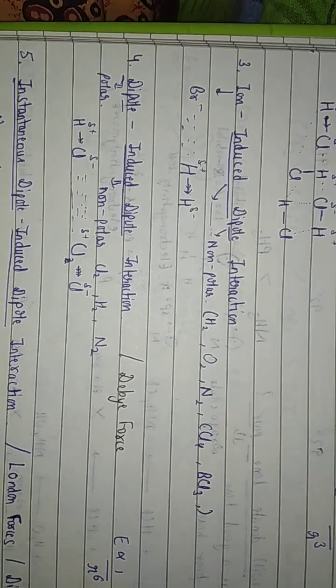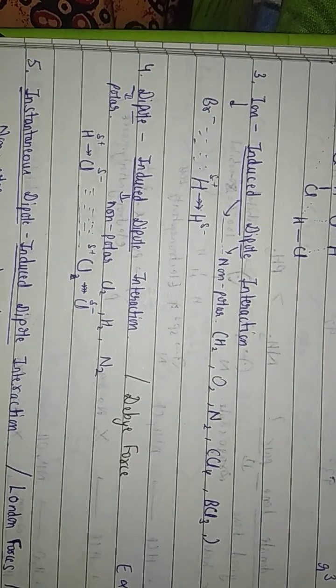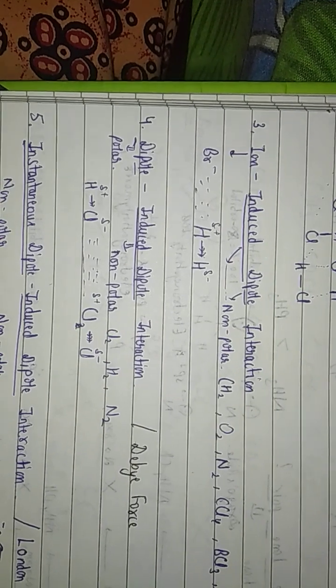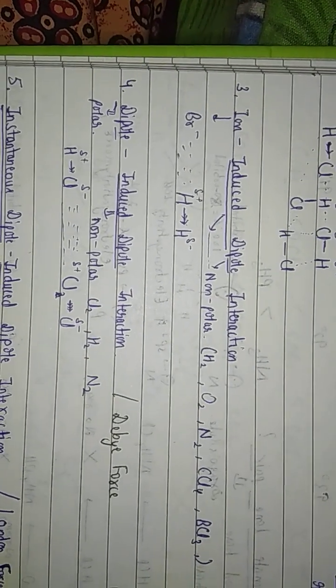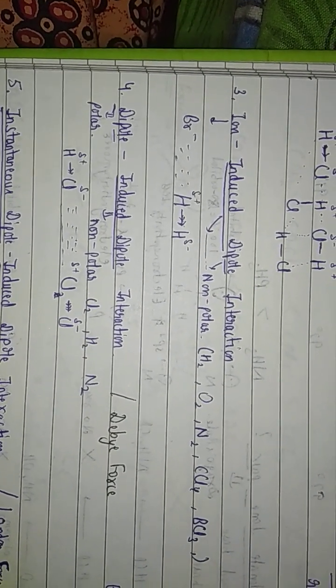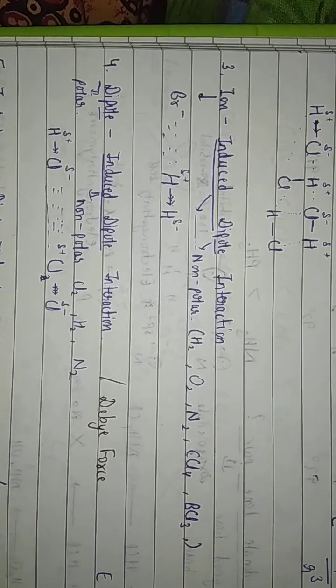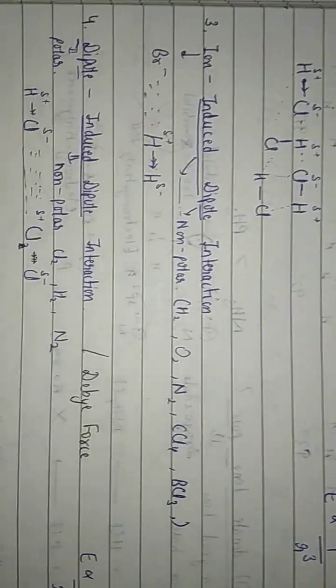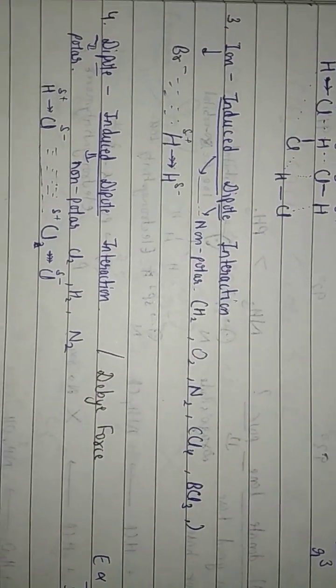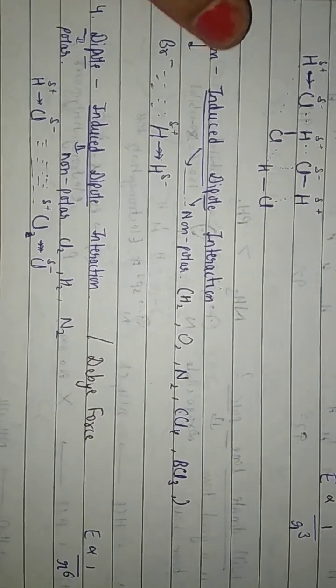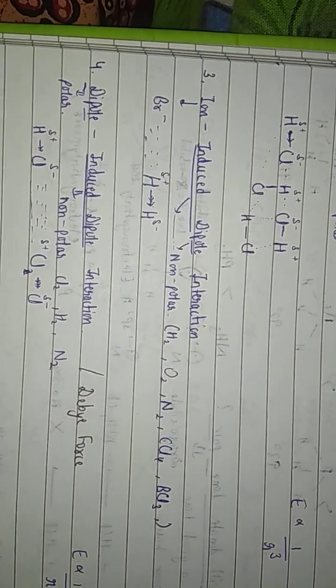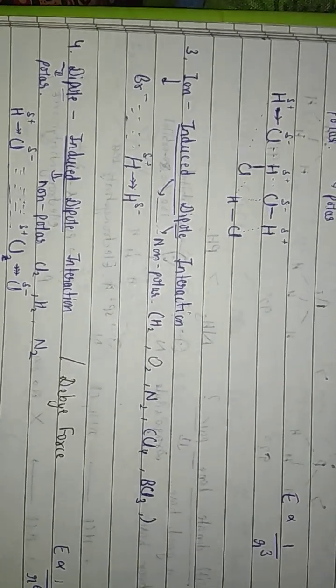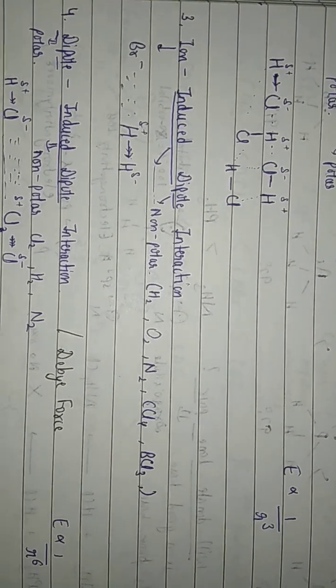The third is ion induced dipole interaction, where the ion is Br negative. You can take any ion and an induced dipole. For example, a non-polar molecule. Dipole is a polar molecule; induced dipole means a non-polar molecule. It means that this ion is going to polarize the non-polar molecule. Non-polar molecules are O2, H2, N2, CCl4, BCl3. These are the examples of non-polar molecules.